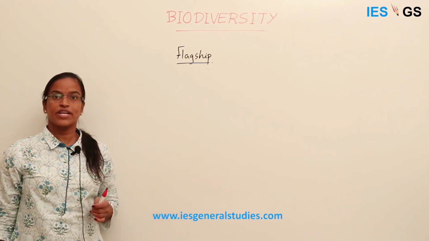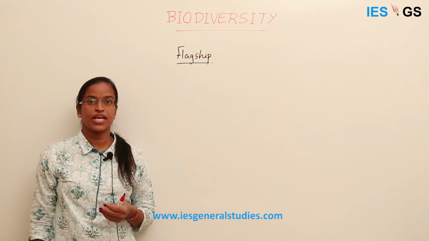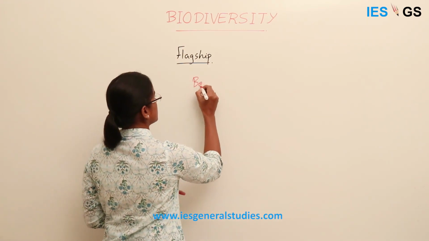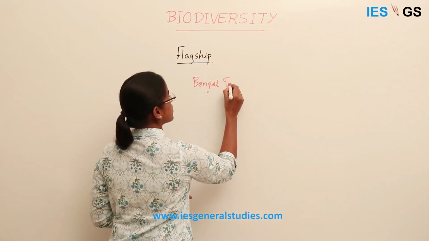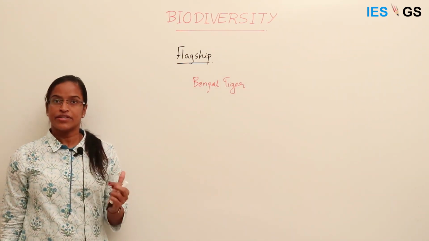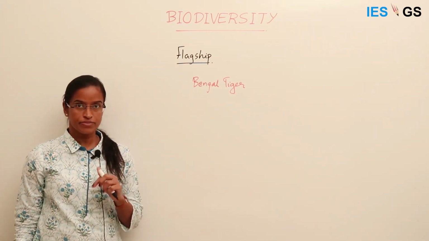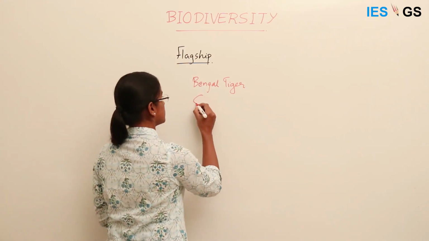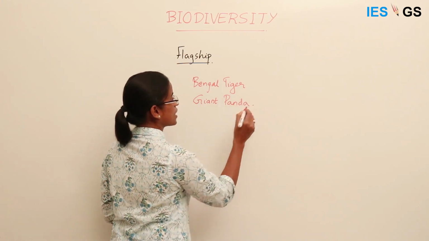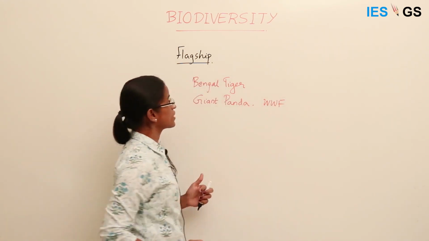These species are used by environmentalists for their conservation advocacy. For example, in India, the Bengal tiger is taken. So these animals have a charismatic appeal, and the World Wide Fund for Nature, WWF, uses the giant panda. Its face is synonymous with WWF.